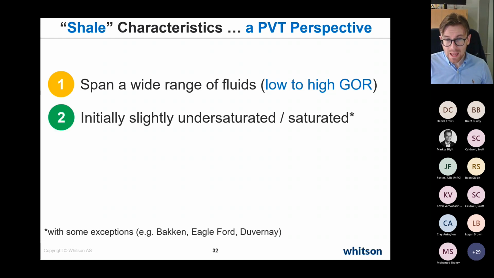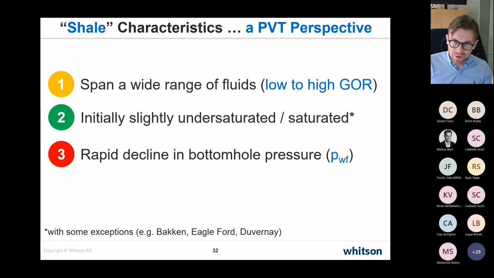The basins have areas, in most cases, that are slightly undersaturated or actually saturated in situ. We'll talk about what that means. That means you're either very close to the bubble point or dew point, or you're actually below the saturation pressure from the first day you start to produce. And that makes it very complex sometimes.